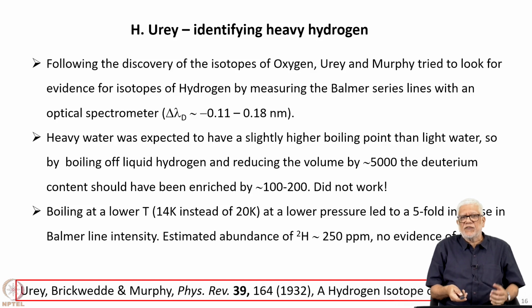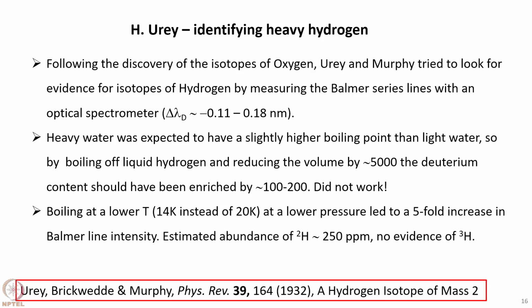But still, this was not enough, and so they had to do this in different ways, and finally they managed to enrich this majorly. By using certain tricks like boiling at a lower temperature and lower pressure, they got a further fivefold increase, and that increased the very faint Balmer line, which is slightly shifted with respect to the Balmer line of normal hydrogen, hydrogen 1. They estimated that the abundance in natural water was of the order of 250 ppm, but they found no evidence for an isotope 3 times heavier than hydrogen, namely tritium, which we now know.